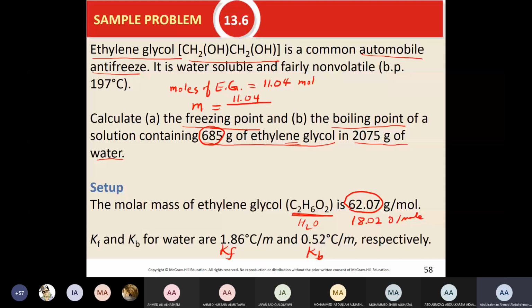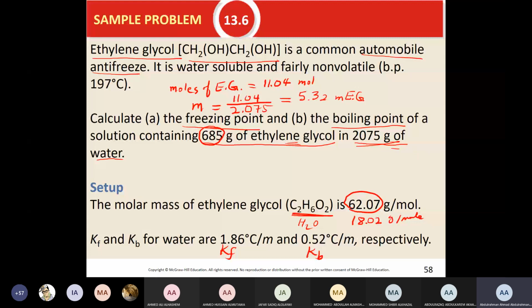Yes, not liter. The person who said liter is wrong. It's not liter. We divide by kilogram. What's the number? The kilogram of water, which is 2.075. So the mass of water, I change it to kilogram, which is 2.075 kilogram. That's it. Give me the answer also. 5.32. 5.32 molal ethylene glycol. Very good.